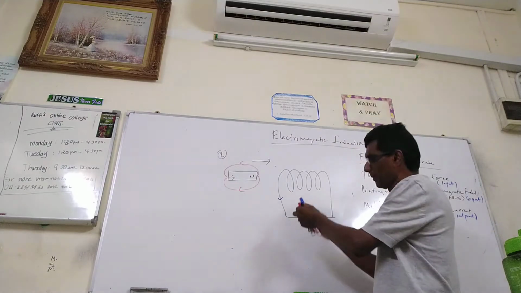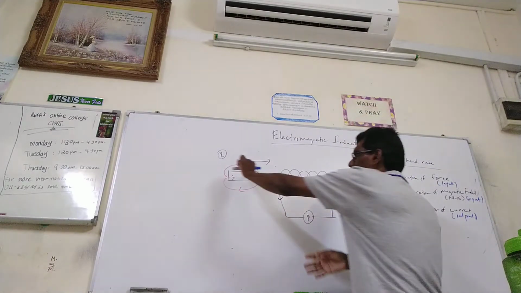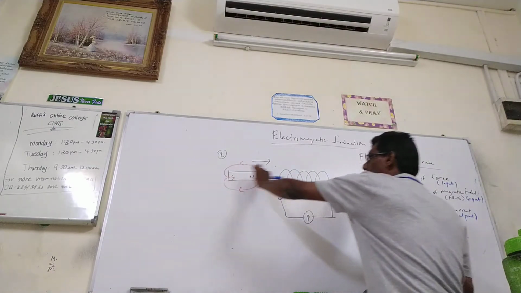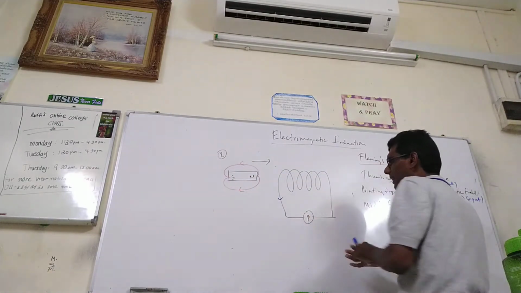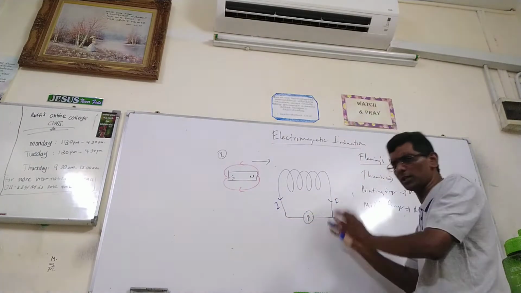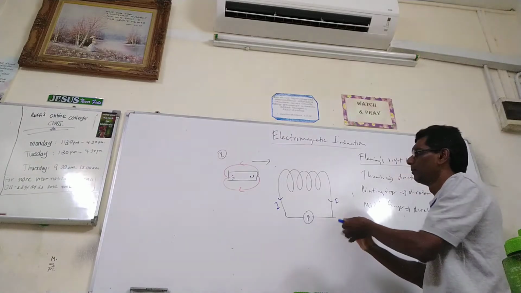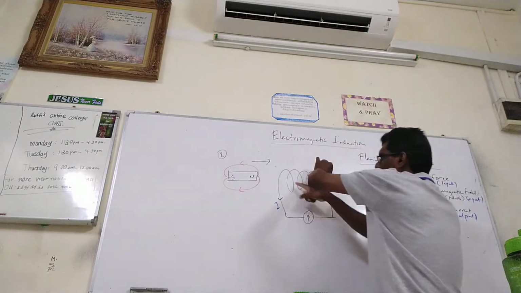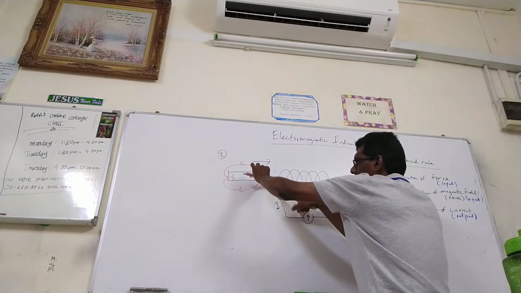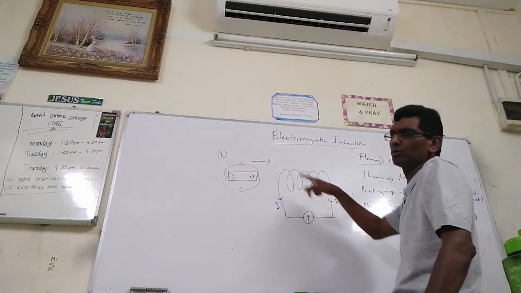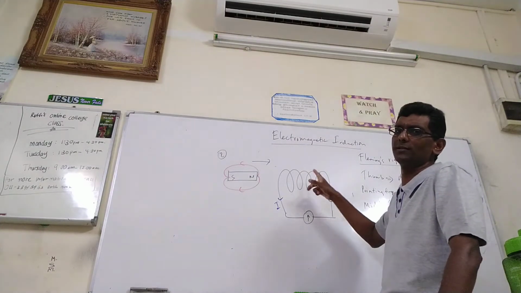And then push in and pull out. So the current is produced in two ways. The same induced current, two ways also. Push in, current this way. Pull out, current this way. Push in, current this way. Pull out, current this way. So the current is always produced in two ways.